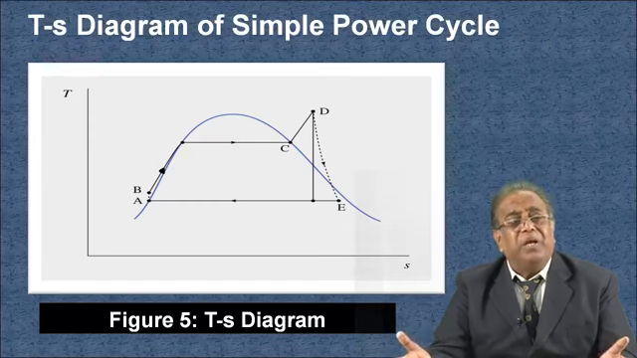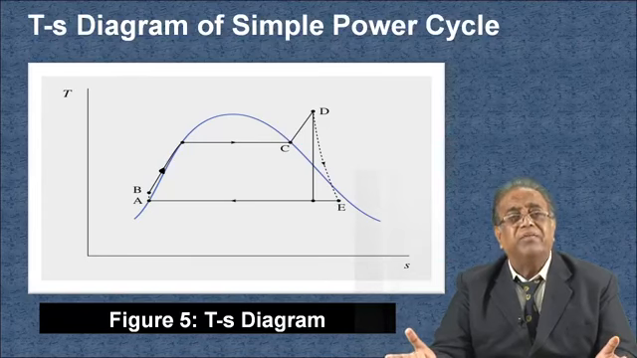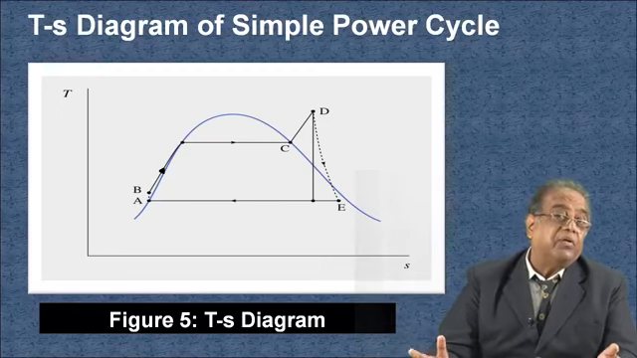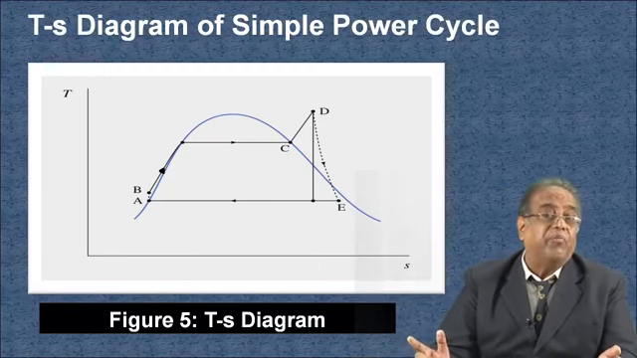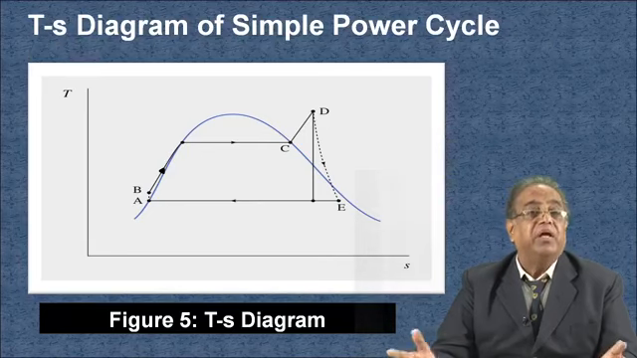But in the actual case, the actual work done inside the turbine is shown by the dotted line. If you want to calculate the component efficiency of the turbine, it is defined as the actual work by the turbine divided by the isentropic work.